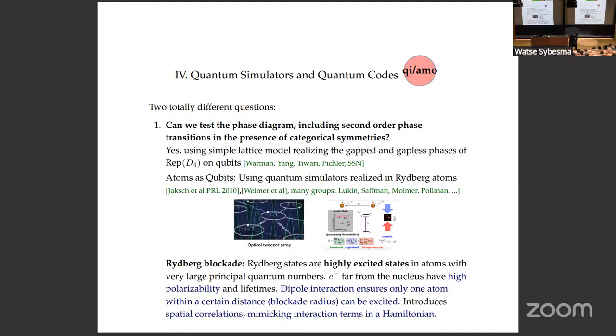There are two applications. The first is we have all these new phases and phase transitions. Can one realize these in some actual quantum simulators? And indeed, for example, this Rep D4 symmetry, which is sort of like Rep S3, but has the advantage that you can realize it on qubits. One can really write down a protocol for how to put them into some cold atom lab and so realize them in terms of these Rydberg blockades.